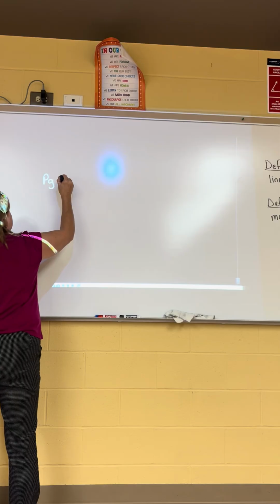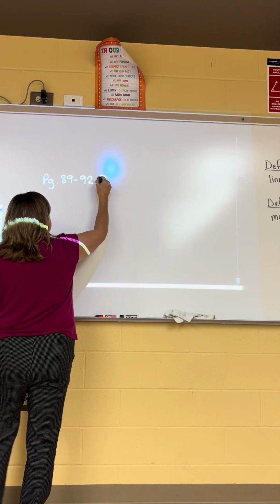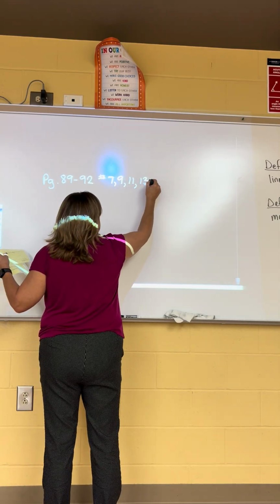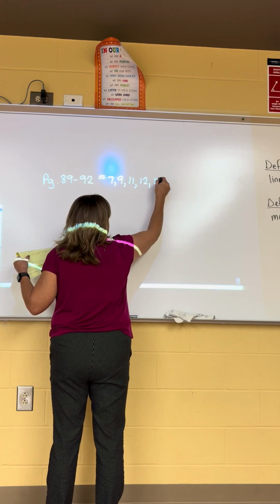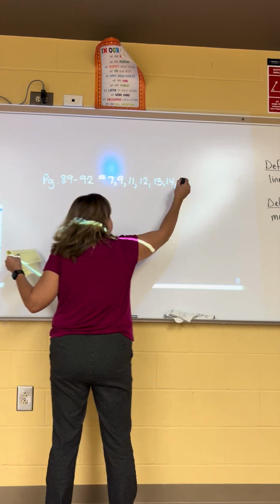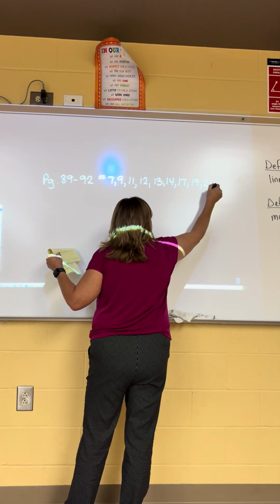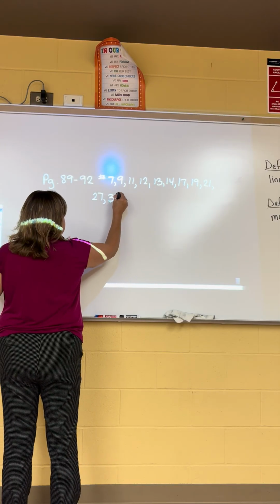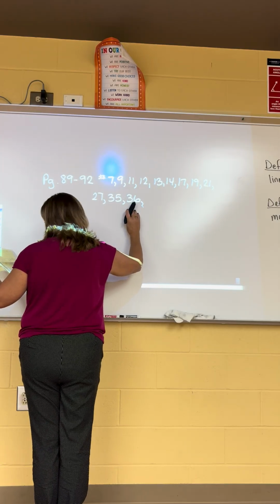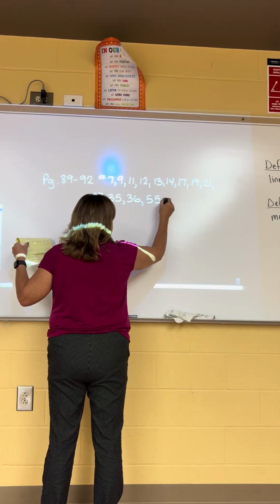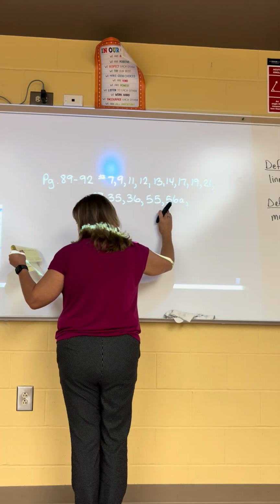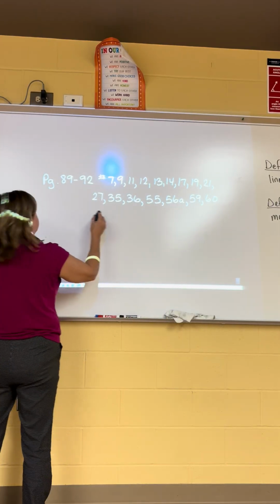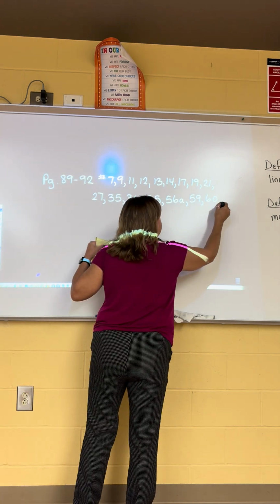Okay, page 89 to 92: 7, 9, 11, 12, 13, 14, 17, 19, 21, 27, 35, 36, 55, 56A, 59, 60, and 73. Why do you hate me?